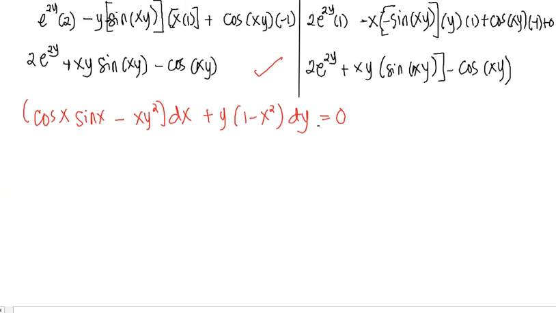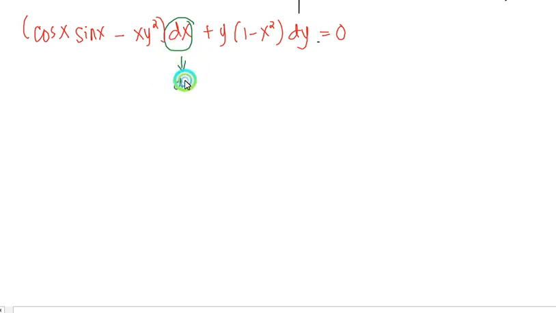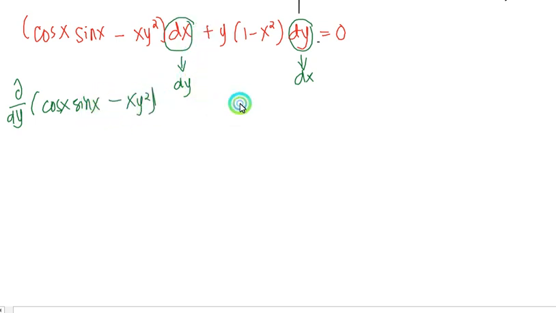So, that means, let us perform the test for exact or not. Okay, we are given dx here, therefore we take the partial derivative in terms of y. Given dy, we take the partial derivative in terms of x. So we have d over dy of cosine x sine x minus x y squared. Here, d over dx of y times 1 minus x squared.